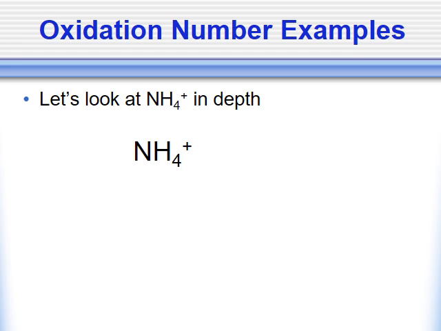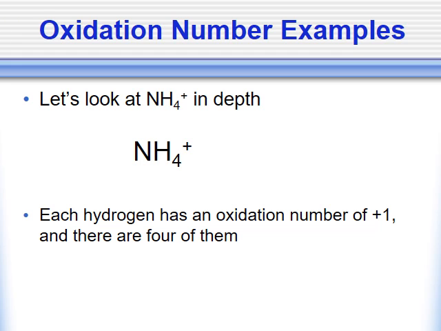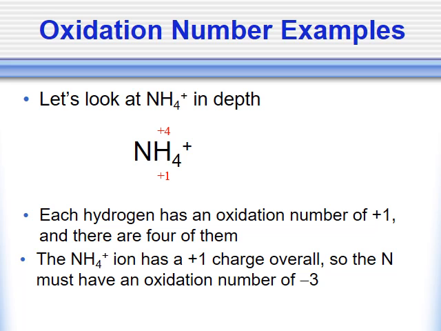There's our formula. Each hydrogen has an oxidation number of +1. There are 4 of them, so the total contribution of the hydrogens is +4. The polyatomic ion has a +1 charge overall, so the sum of all the oxidation numbers should equal +1. That means nitrogen has to have an oxidation number of -3. -3 plus the 4 hydrogens gives us a +1 overall. So nitrogen has an oxidation number of -3.